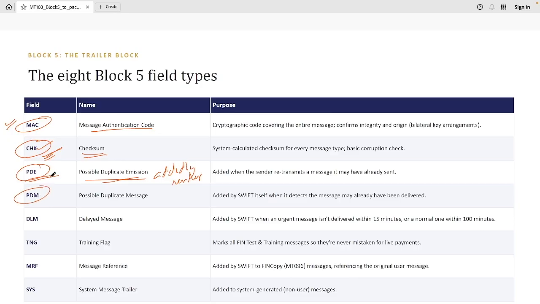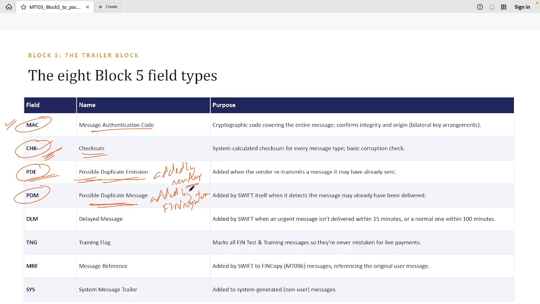PDM basically stands for possible duplicate message. Although PDE and PDM sound similar, the party adding the indicator is different. PDE is added by the sender, but PDM is added by the FIN system. Okay, see the difference here. PDE is added by the sender, but PDM is added by the FIN system. So PDM warns the receiver that the same message may have already been output by the FIN service.